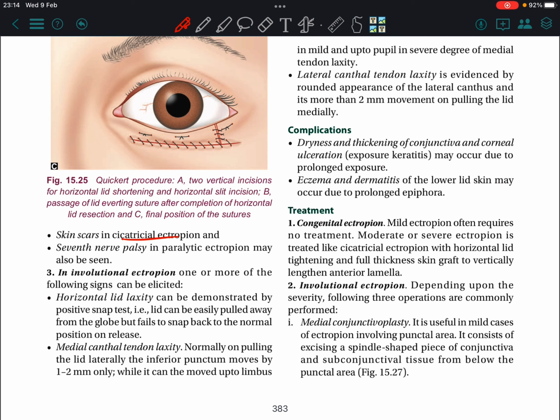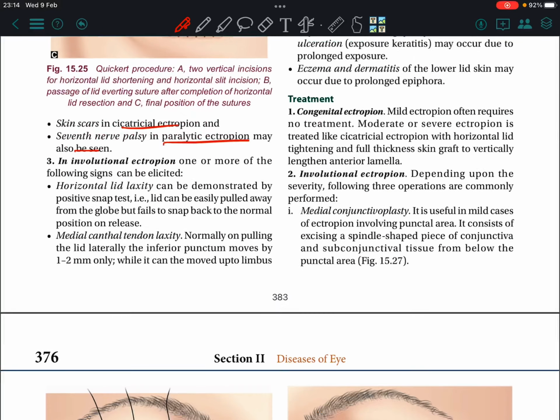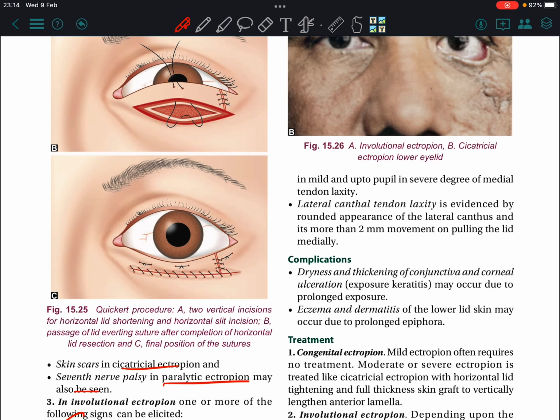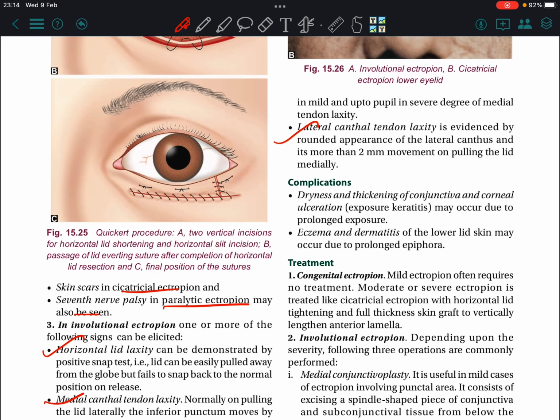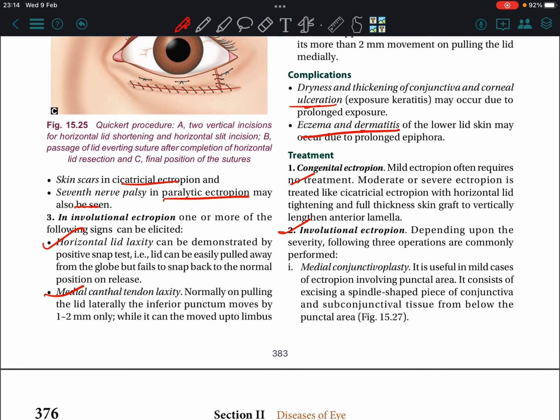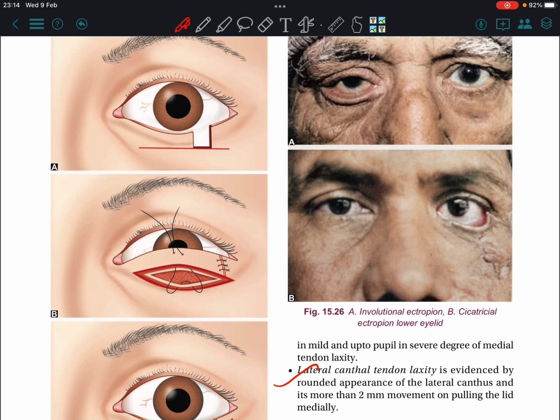Skin changes are seen in cicatricial ectropion. 7th nerve palsy in paralytic ectropion may also be seen. Involutional ectropion: one or more of the following signs can be seen: horizontal lid laxity, medial canthal tendon laxity, lateral canthal tendon laxity. Complications: dryness and thickening of conjunctiva, corneal ulceration, eczema, dermatitis. Treatment: congenital ectropion, involutional ectropion. Involutional ectropion, A and B, is cicatricial ectropion of the lower lid.